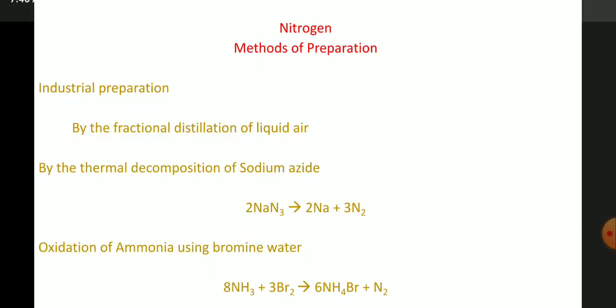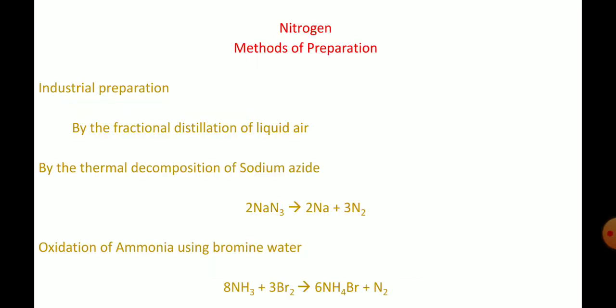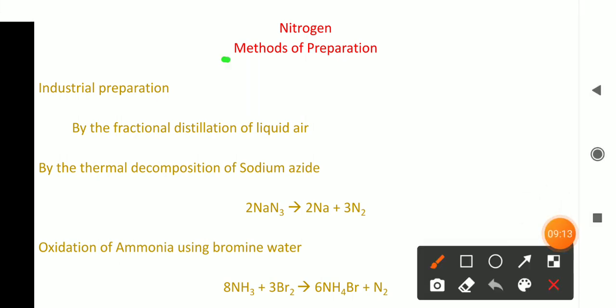Okay, now let us see about nitrogen. How to prepare nitrogen. The methods of preparation of nitrogen. Dear students, there are 3 methods suggested. The first one is industrial preparation, second one is from sodium azide, and third one is by the oxidation of ammonia using bromine water. So these are the 3 methods given for the preparation of nitrogen. Let us see them one by one. Look at the first method of preparation, that is industrial preparation. Here the method followed is the fractional distillation of liquid air. The liquid air is taken, and when it is distilled, we get the product nitrogen. So this is the industrial method of preparing nitrogen molecule.